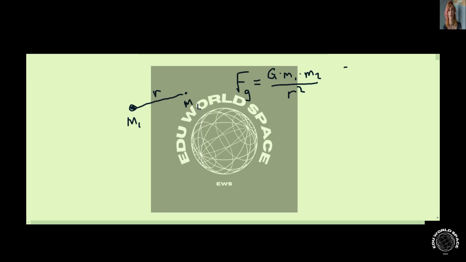And G here is a gravitational constant with a value of approximately 6.67 times 10 to the power of minus 11 Newton meter squared over kilogram squared.